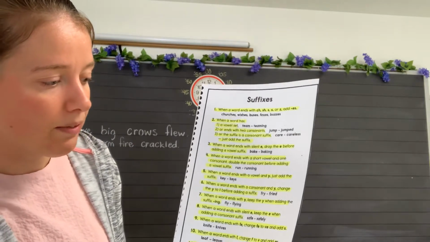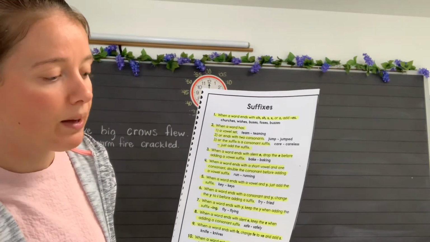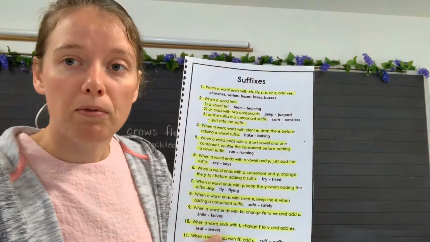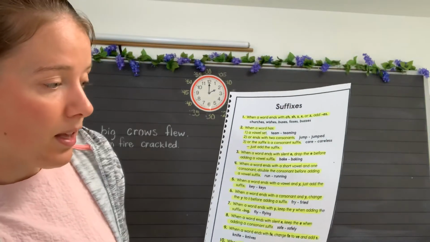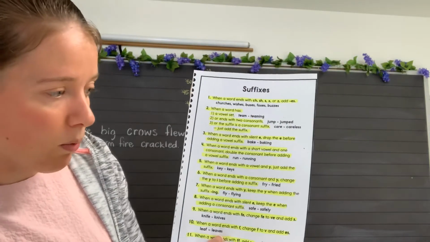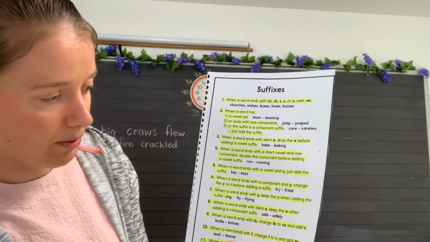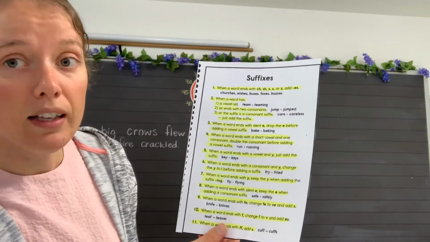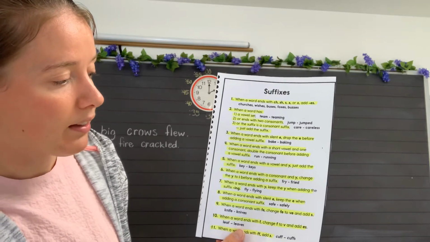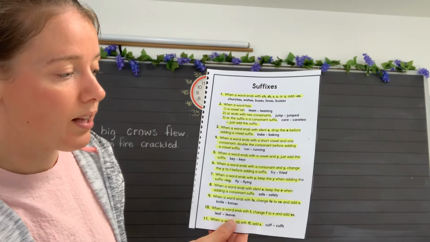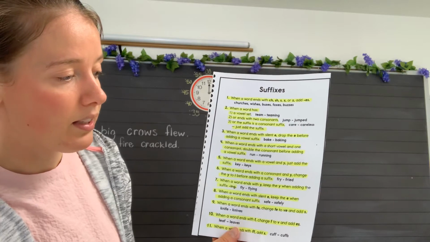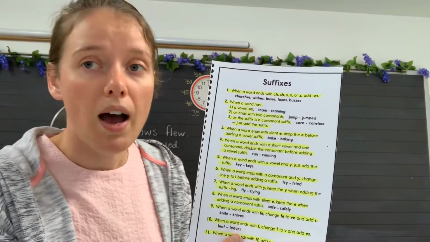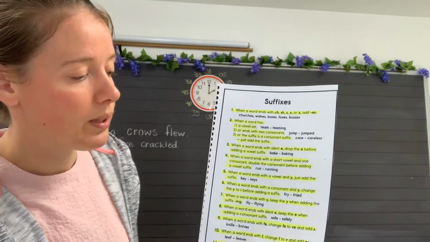Okay, so number seven, when a word ends with Y, keep the Y when adding the suffix ing. Flying, so in flying, it ends with a Y, so we're going to keep the Y when adding the suffix. Number eight, when a word ends with silent E, keep the E when adding a consonant suffix, like safe. It ends with a silent E, so we're going to keep the E when adding a consonant suffix. ly is a consonant suffix, so you will keep the E.